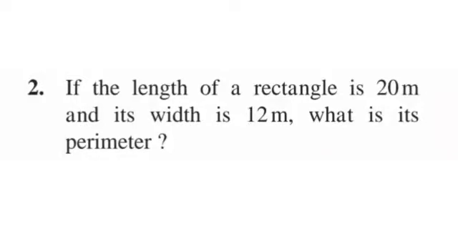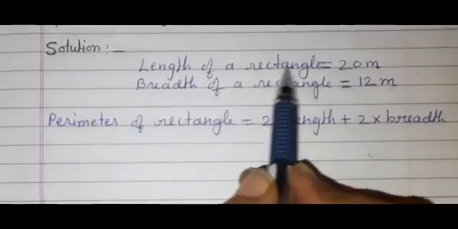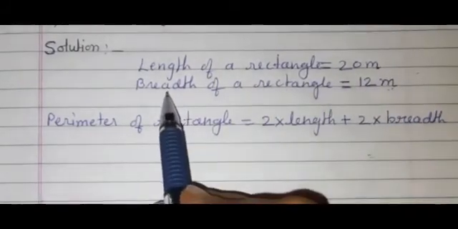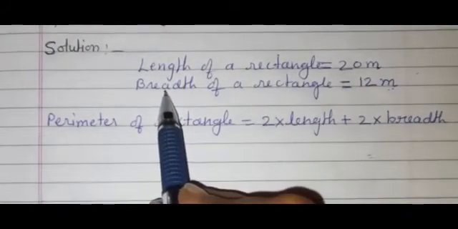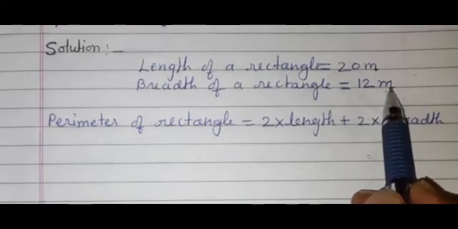Question number 2. If the length of a rectangle is 20 meter and its width is 12 meter, what is its perimeter? In this question, length is 20 meter and width means breadth is 12 meter. Now we will find the perimeter of the rectangle. Now the solution of this question: here the length of a rectangle is equal to 20 meter, and the width of a rectangle is given, and width means breadth. So the breadth of the rectangle is equal to 12 meter.